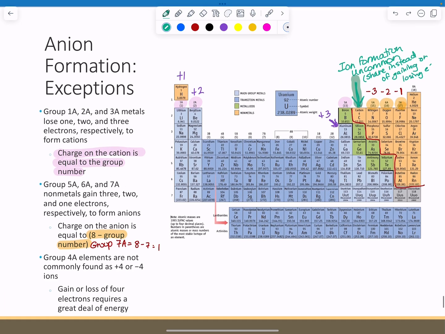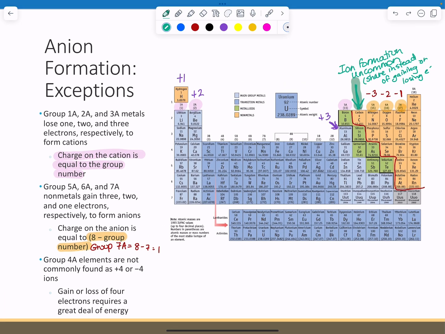All right. And the reason, again, being is that, remember, every electron that you lose or every electron that you gain requires a whole lot of energy. So 4 electrons is the tipping point. Okay, we just don't do it.